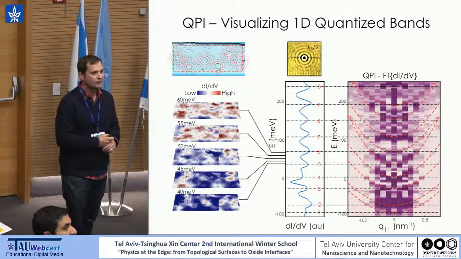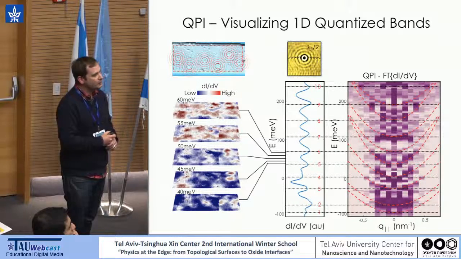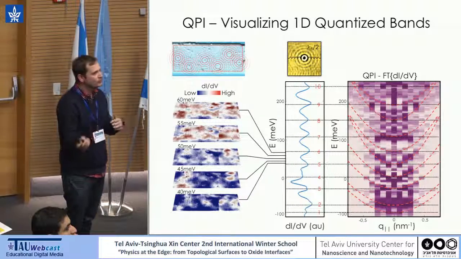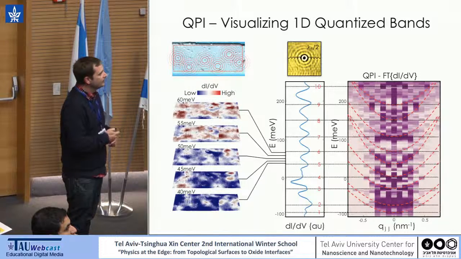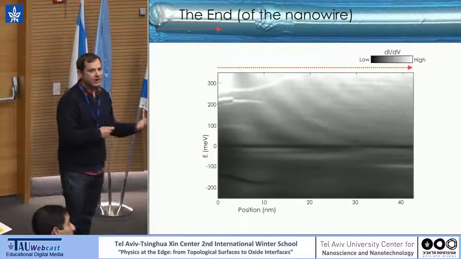Is there evidence for Rashba spin-orbit splitting? No, to see that, you must apply a magnetic field. Right now, it's just spin up scattering to spin up and spin down to spin down, and there's no way to resolve it. So we go to the end of the nanowire.